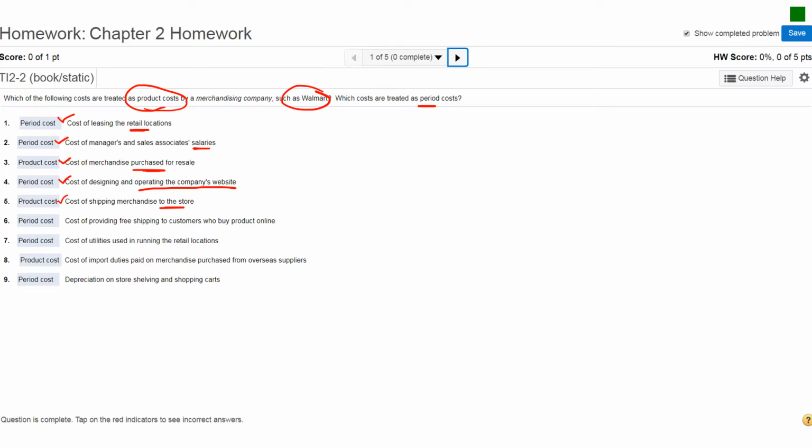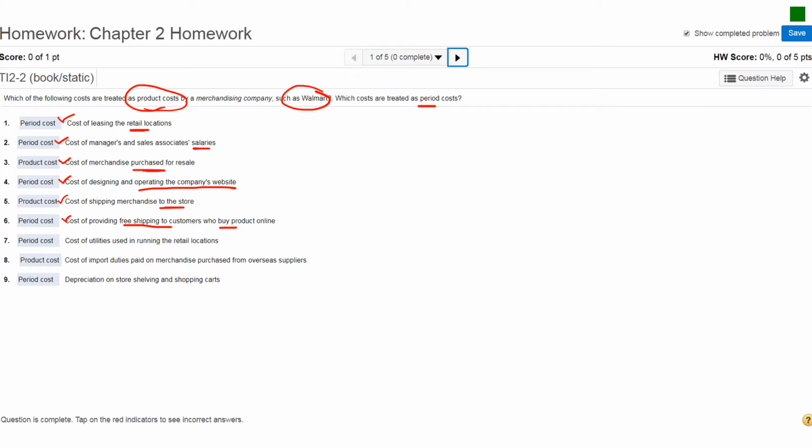Number 6, cost of providing free shipping to customers who buy the product. So this is after you've sold it, so this is going to be a selling cost. So number 6 would be period. So you can kind of contrast number 5 and number 6. Number 5 relates to getting the merchandise to the store. That's product. Number 6 is when you're actually selling it to the customers. You're actually shipping it to them. That's going to be considered period, because remember, period costs are all about selling.